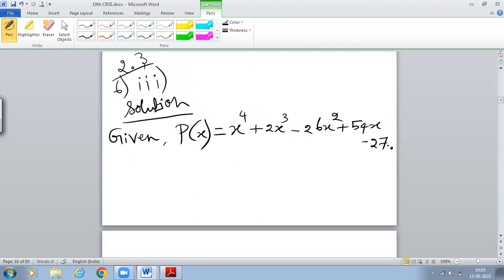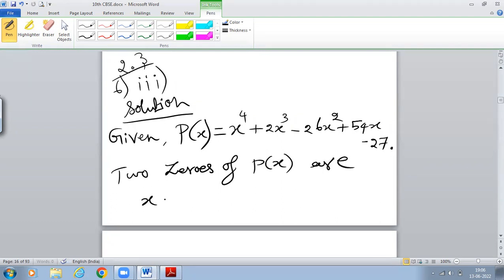For this polynomial we have to find two more zeros, and two zeros are already given in the question. The two zeros of p of x, the given polynomial, are x is equal to 3 root 3, this is one zero, and another zero is x is equal to minus 3 root 3. This is another zero. Please, everyone, write up to this.